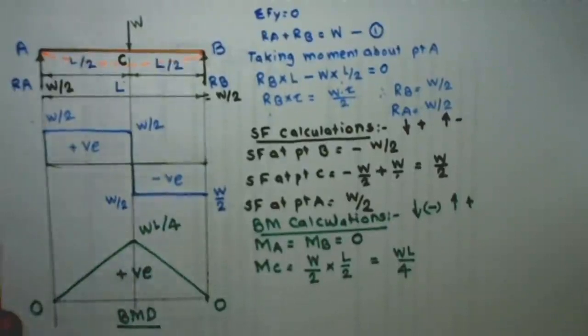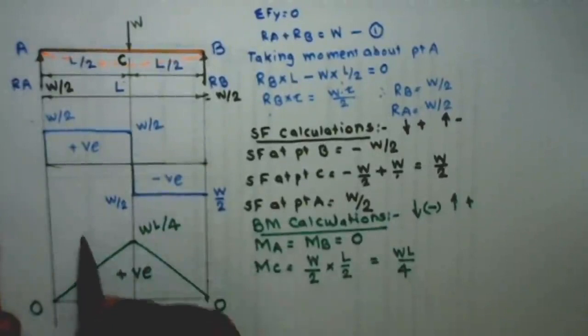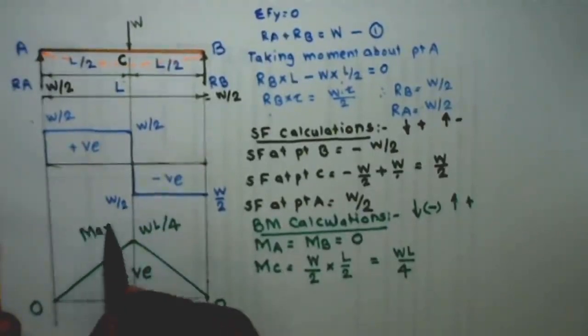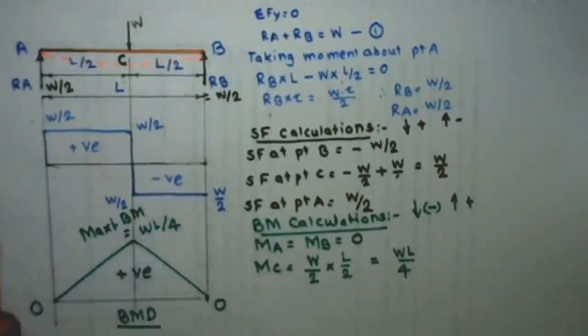When the point load is acting at the center, the maximum bending moment is equal to WL by 4. This is called the maximum bending moment, which we can directly calculate by the equation WL by 4 when the point load is acting at the center of the beam.